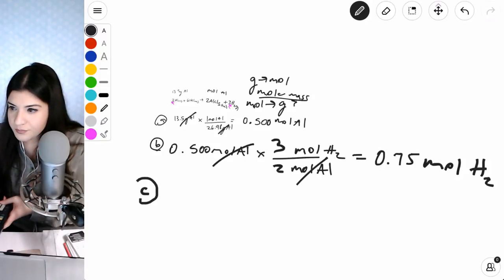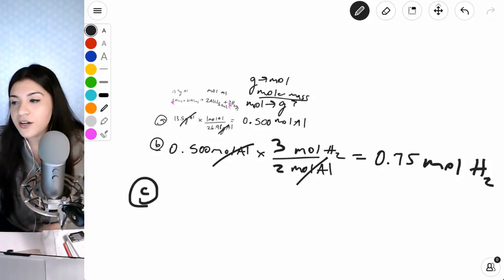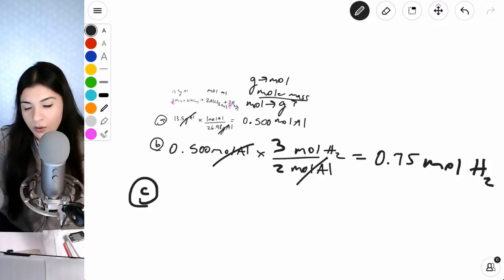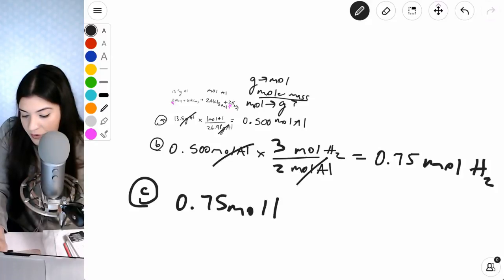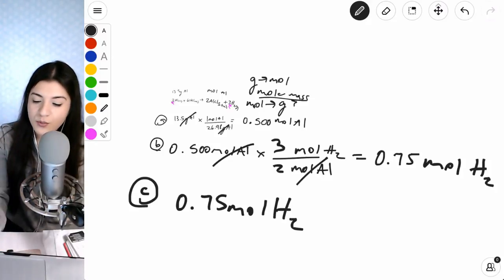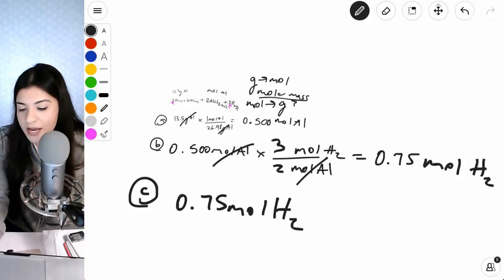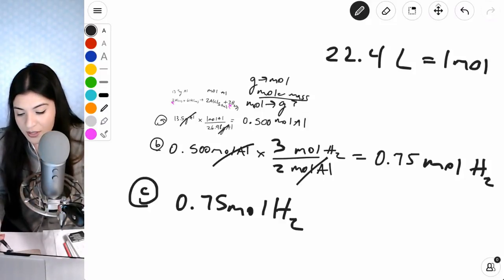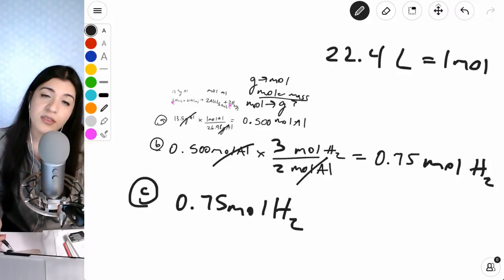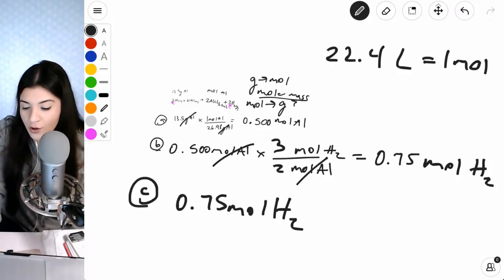And then for part C, where it asks how many liters of H2 are produced, I'm going to take the previous answer of part B, so the 0.75 moles of H2. And then with STP questions, what they're really trying to get you to memorize and know is that 22.4 liters is equal to 1 mole. That's exactly what I'm going to use here to convert the moles to liters.